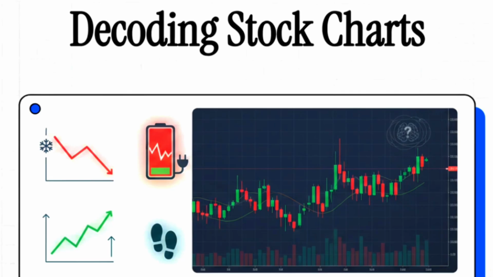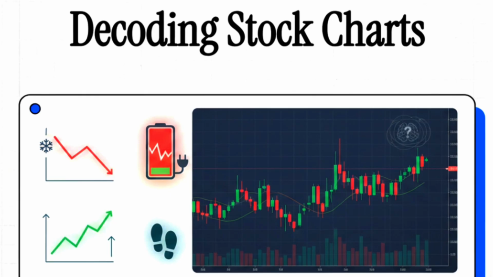You actually read charts every single day without even breaking a sweat. Checking the weather, glancing at your battery percentage, or tracking your fitness steps, it's all visual data. Like if you see your phone battery dipping into the red, you instantly know to find a charger, right? Honestly, it probably induces a mild sense of pure panic. Or if your weather app shows a line trending down, you know it's going to get cold and you grab a jacket. Well, reading a stock chart relies on exactly the same instinct.